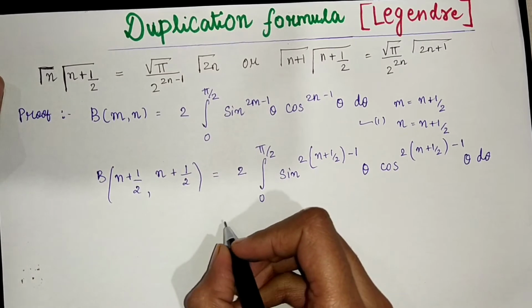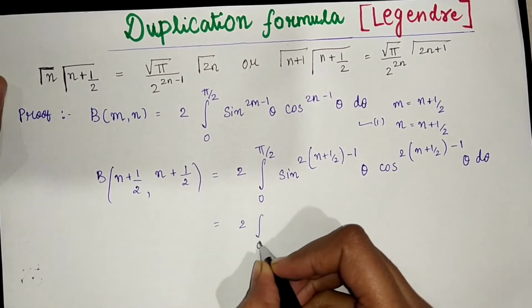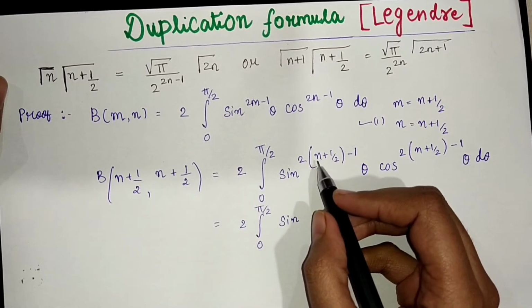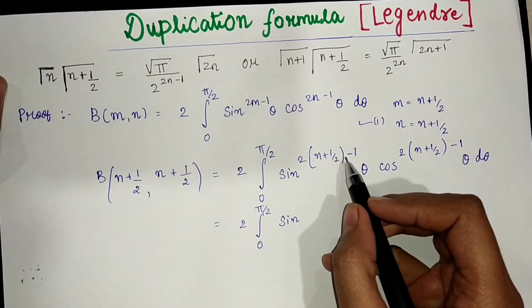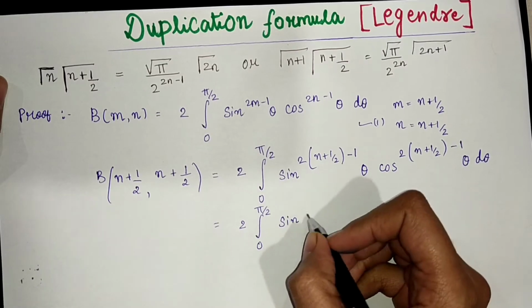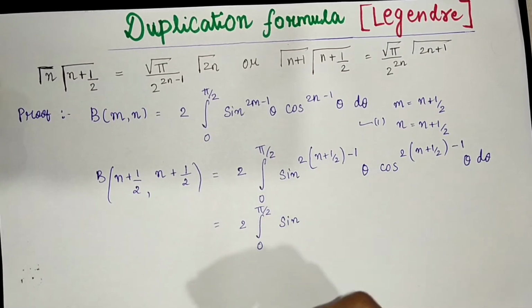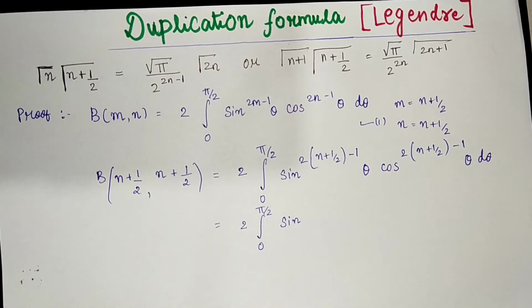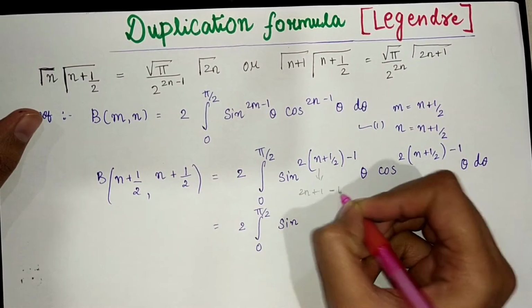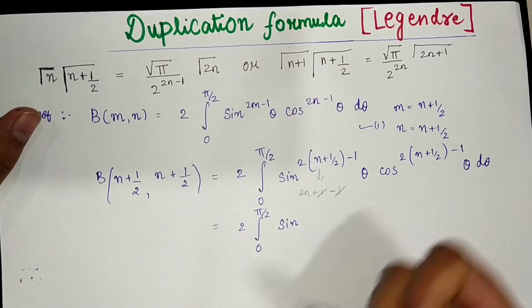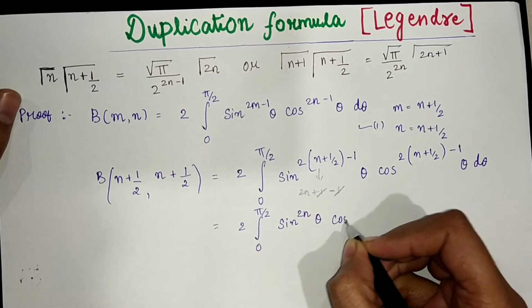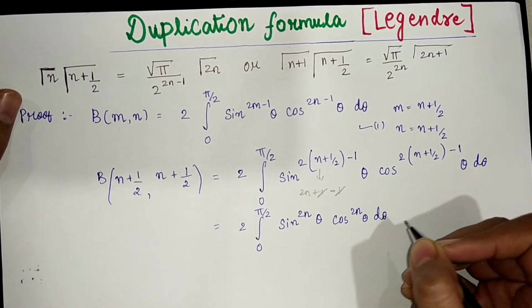Okay, so we will get 2 integral 0 to pi by 2 sine raised to, if you solve this, you get 2n plus 2, the 2 will get cancelled and this 1 and 1 will get cancelled. So we will get sine raised to 2n plus 1 minus 1. So this 1 and 1 will get cancelled, only 2n will remain. Sine raised to 2n theta. Similarly here, we get cos raised to 2n theta into d theta.